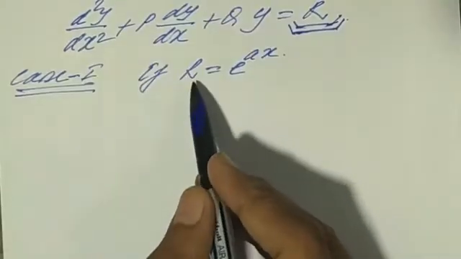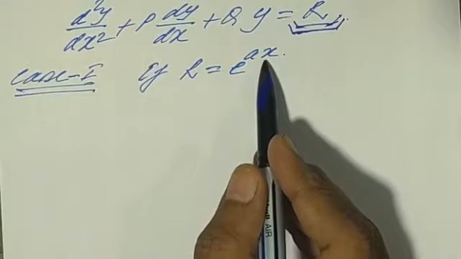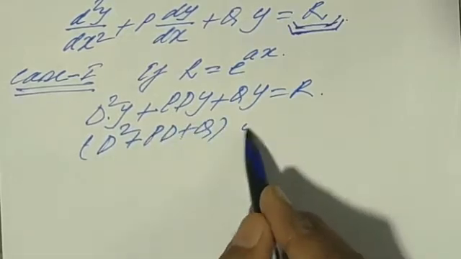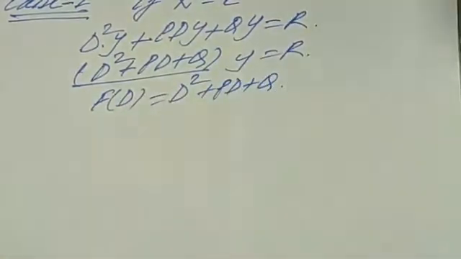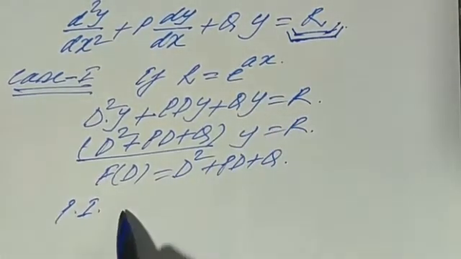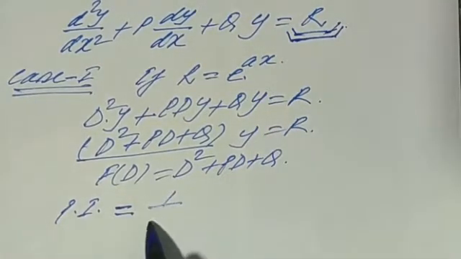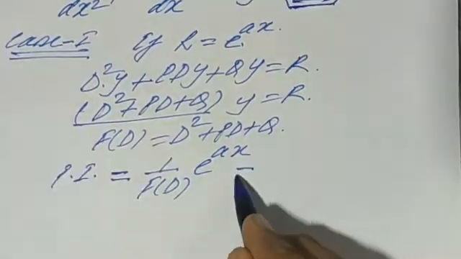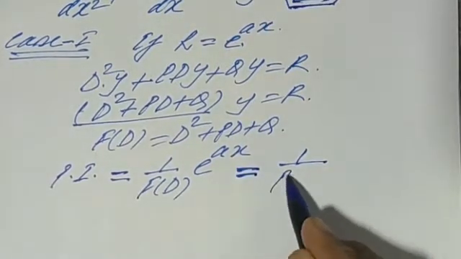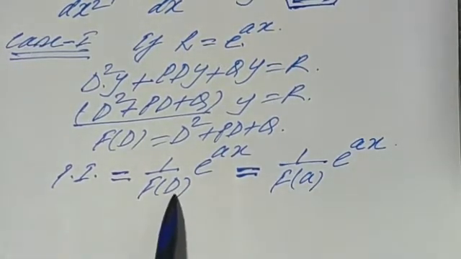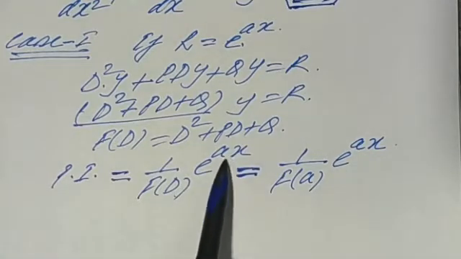Case first: if r is e raised to the power ax, that is, r is an exponential function. The particular integral in this case is 1 upon f(D) e raised to the power ax, which is 1 upon f(a) e raised to the power ax. That is, in f(D) we need to replace D by the coefficient of x in the power of the exponential function.